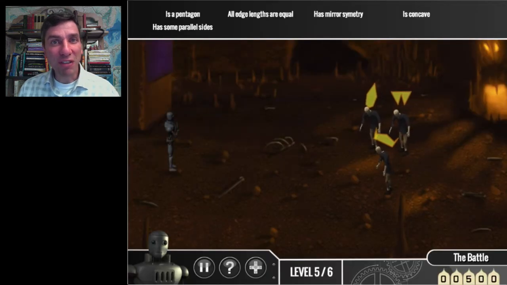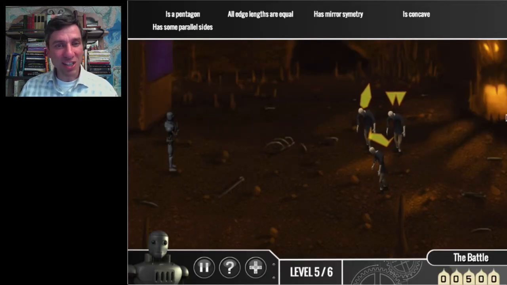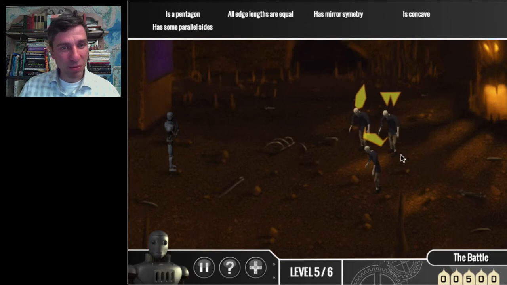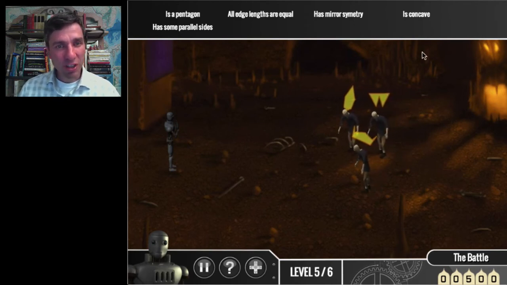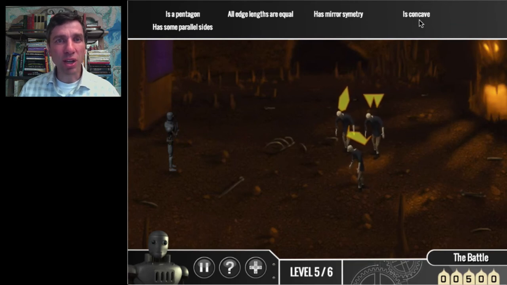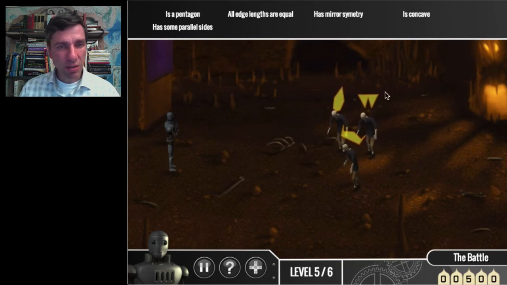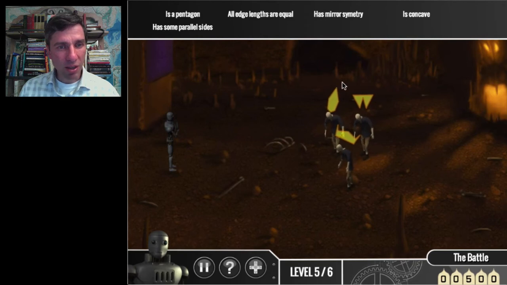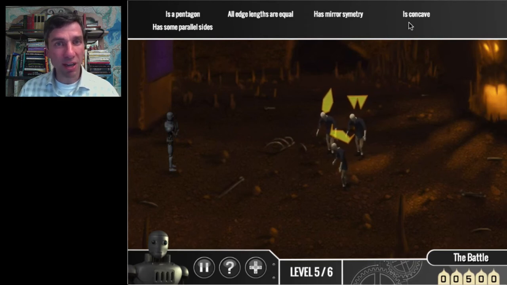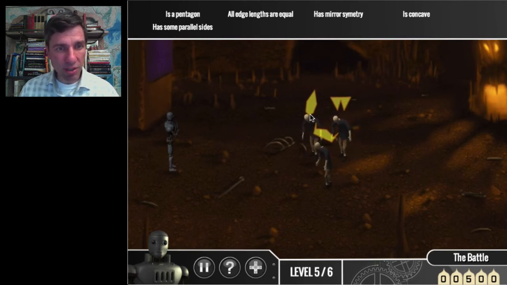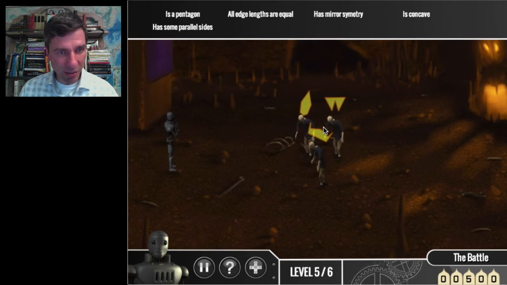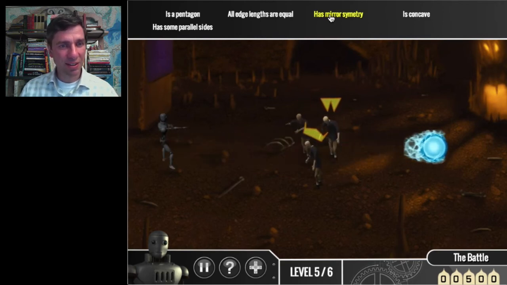It's level 5, and surprise, surprise, the zombies are still attacking me. This time they've got some pretty wonky looking polygons attached. First question, are all of those polygons concave? Well, no, this one is not concave, so I better not hit that. Do all of them have mirror symmetry? Yes, all of them do. This one's got mirror symmetry here, one here, and one here. So yeah, I can hit that.